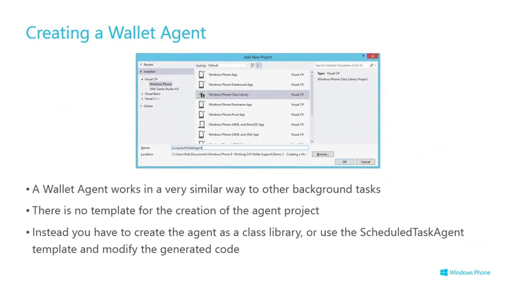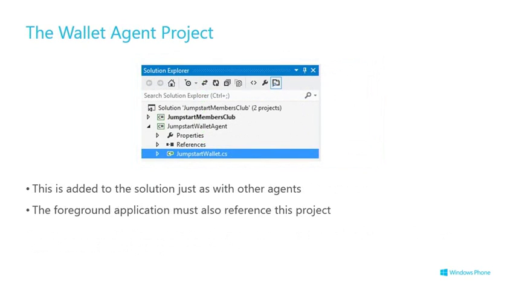All right. So it looks like it's easy enough to build a wallet agent, but we don't have a specific template for it, do we? No, there isn't. So I recommend you use the regular scheduled task agent, which obviously spits out code that's aimed at a standard background agent. And then just edit that. That's a good template for what you want.